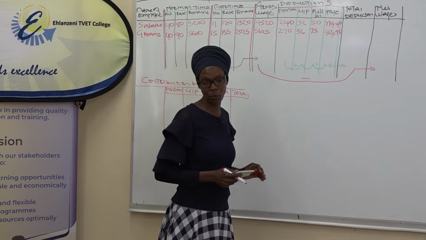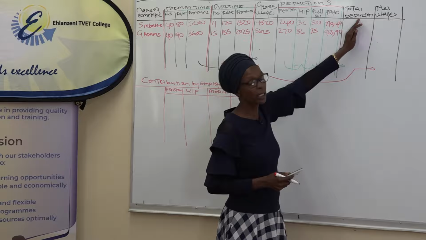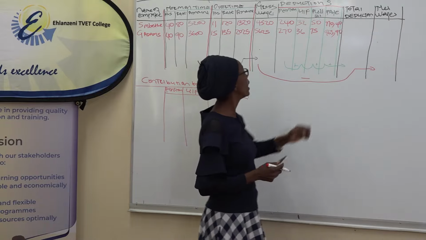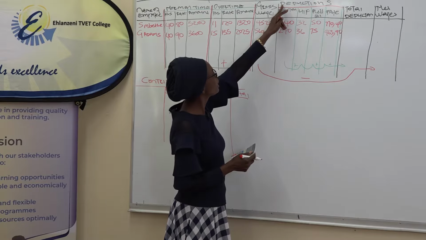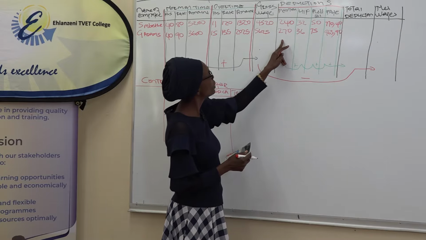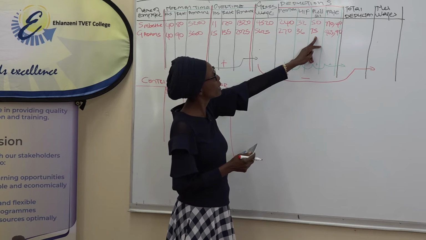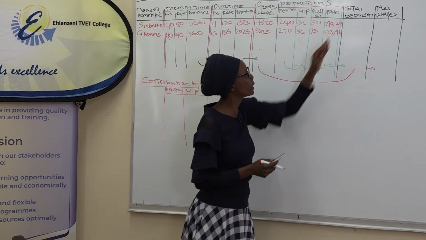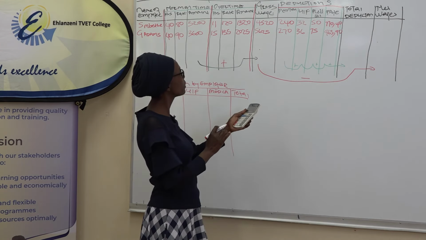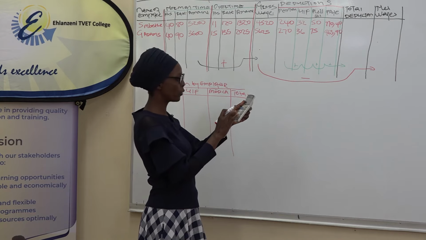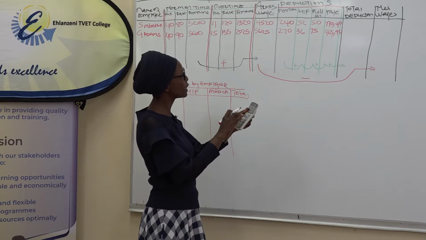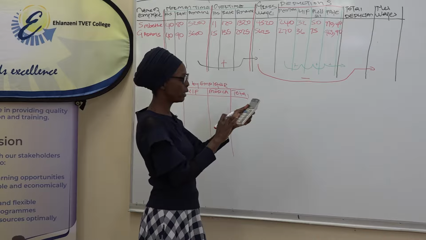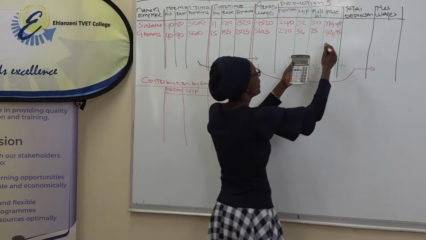We have to add them together to determine the total deduction. Then we must start adding, as you see, the deductions start from the pension, the UIF, the medical, the pay as you earn. It will give us the total deduction. Let's calculate. The first employee, 240 for pension, plus 32 for UIF, plus 50 for medical, plus 770.40 for pay as you earn.